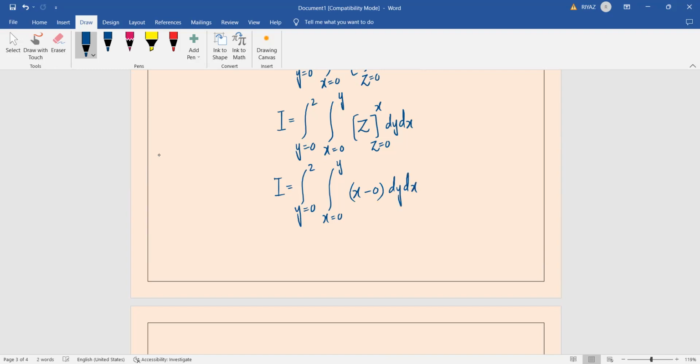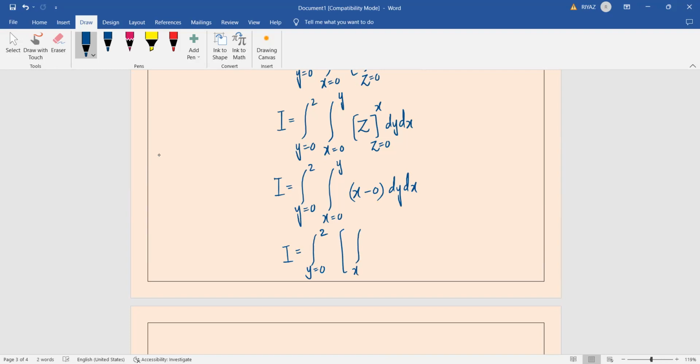Now we have to integrate this function with respect to y or x. So this is equals to integral, x minus 0 will become x only. It should not be outside because we are integrating with respect to x only now.